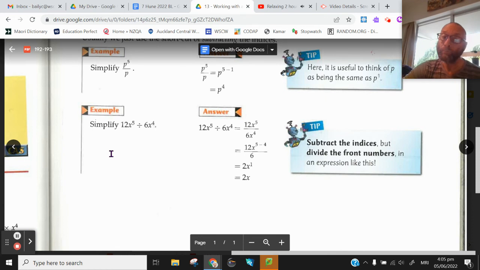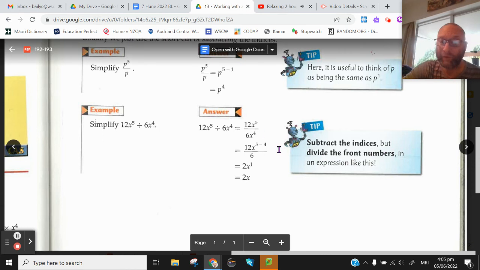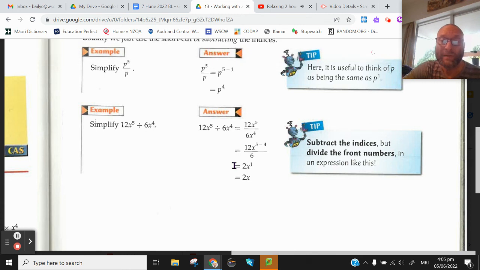Let's try another one. We've got 12x to the power 5 divided by 6x to the power 4. Well, we're going to write it out as a fraction. The division symbol is replaced by that line, 12x to the power 5 over 6x to the power 4. And what we want to remember is we are going to subtract the indices, or the powers, 5 minus 4, but divide the numbers in front just like this. So 12 over 6 simplifies to 2. 5 minus 4 gives us x to the power 1. And you do not have to write that number 1. It's understood that in an expression like 2x, it is to the first power.